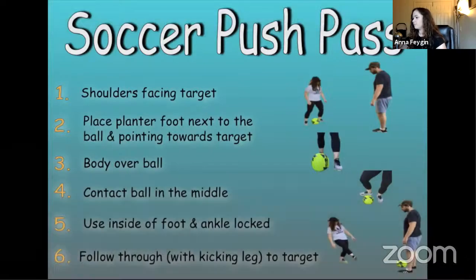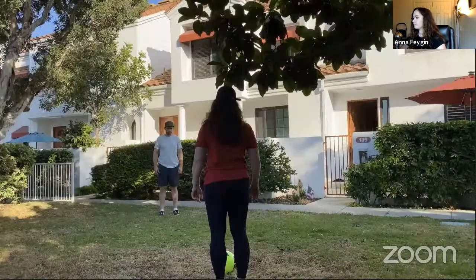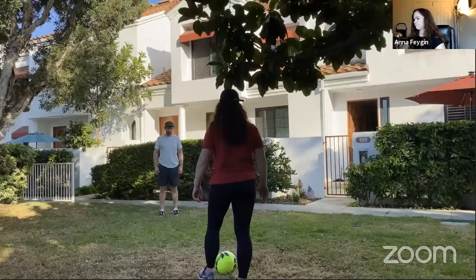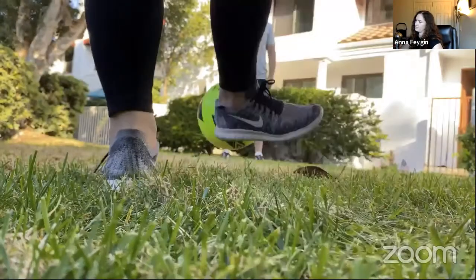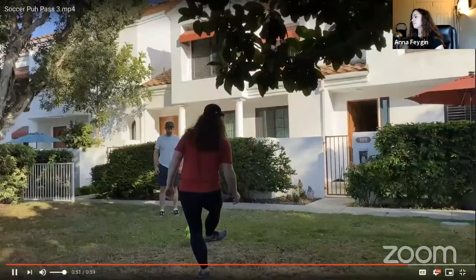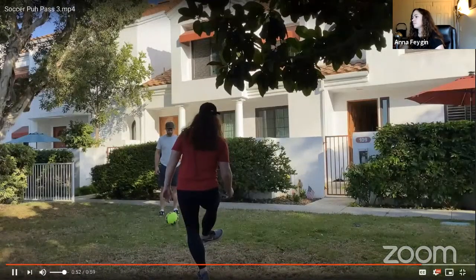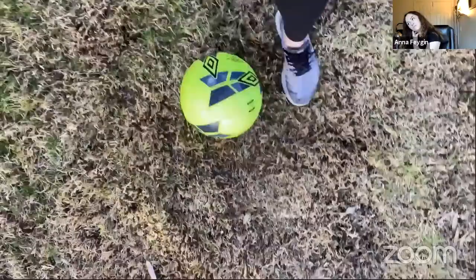Success criteria. Some different views. Shoulders facing target, plantar foot next to ball and pointing towards target. Body over ball. Contact ball in the middle, use inside of foot and ankle locked. Follow through with kicking leg to target. A view from the front using the success criteria.